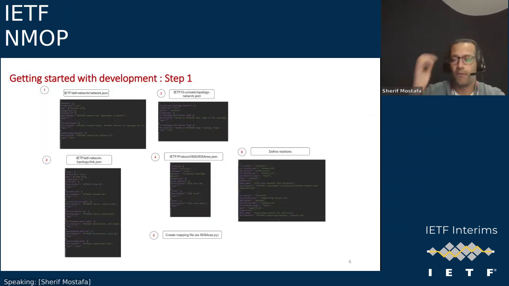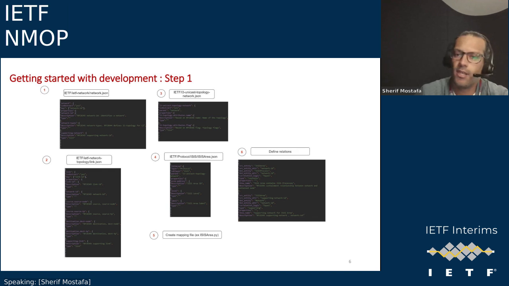So we look at the configuration, we take all the configuration, we take the model, and then we have this mapping file, in this case, the ISIS area Python file. This is a big file, so I didn't put the screenshot here, but you can have a look on the Git. Basically, we take the important ones of these properties, and we start assigning the data to it. For example, network ID: how do you get the network ID? How do you get the router ID? How do you get the area ID in this example? The logic is in this file.